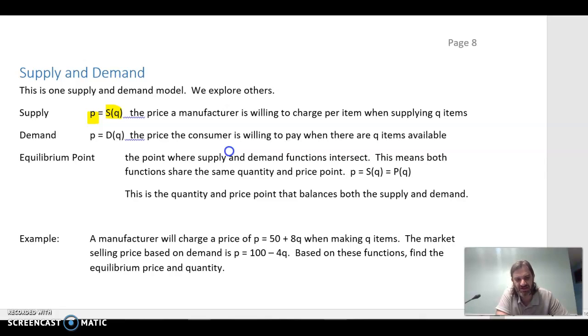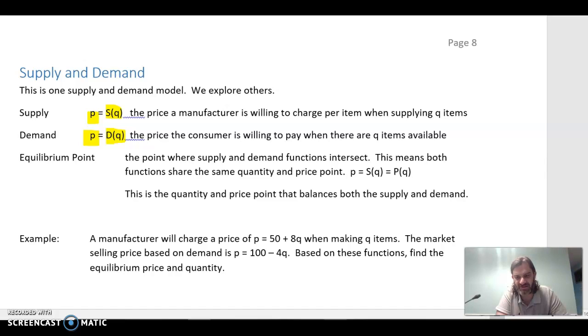You should understand that the supplier wants to charge as much as possible, but they can only sell so many items at certain prices. So the more they charge, the less they will sell, even though they want to charge as much as possible. Demand, D of Q, this is the price the consumer is willing to pay when there's so many items on the market.